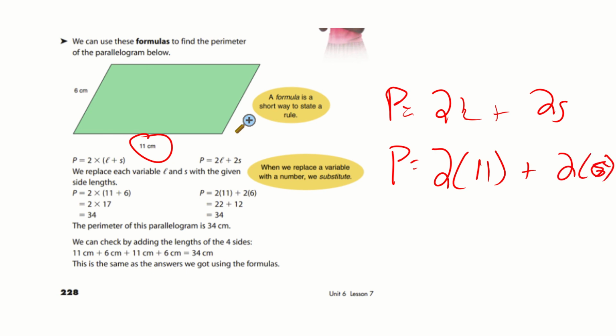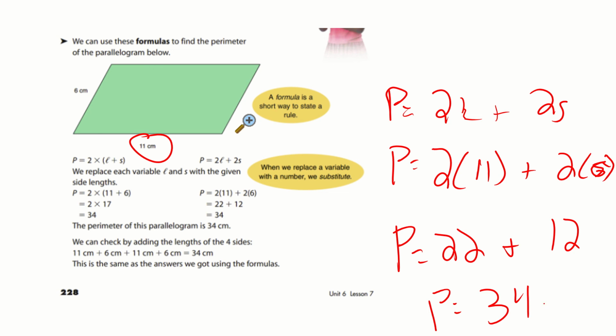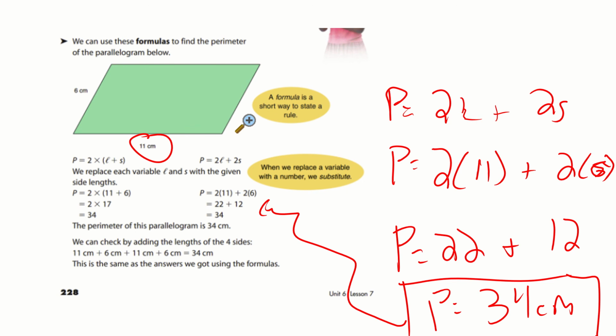Sorry, that's a 6. So now we get P equals 22 plus 12. P equals 34 centimeters. Perimeter is 34 centimeters. So just like the other one we did, we get 34 centimeters. We can check by adding the lengths of the 4 sides. So we can go 11 plus 6 plus 11 plus 6 equals 34.